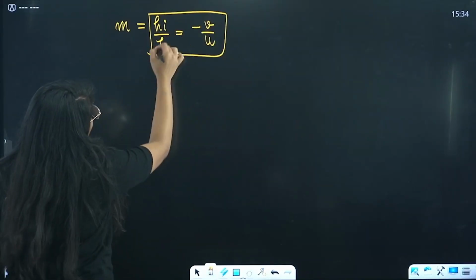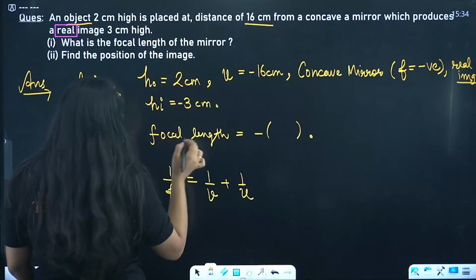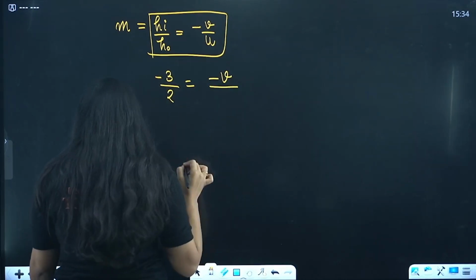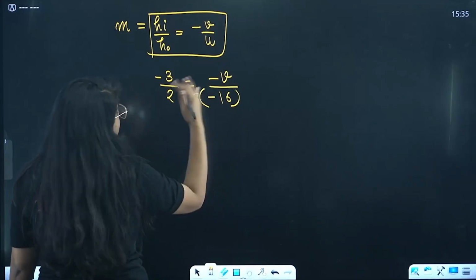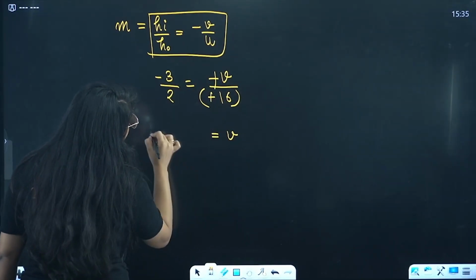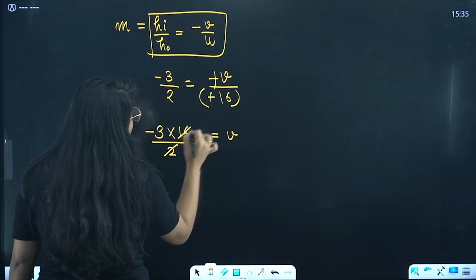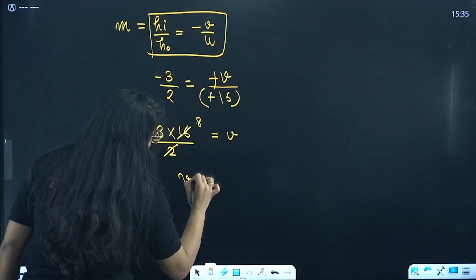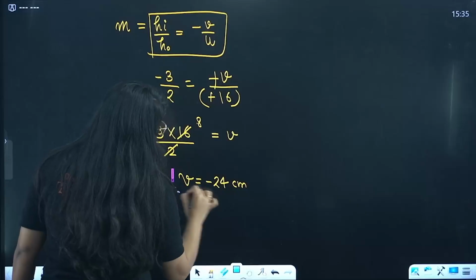So let me just put these values. Height of image by height of object, minus 3 divided by 2, equals minus v by u, and u is minus 16 centimeters. Now cancel all the signs, this and this cancel. So v becomes, cross multiply, 3 into 16 divided by 2. So this gets cancelled. 2 8s are 16, 3 8s are 24. So v beta comes out to be minus 24 centimeters.